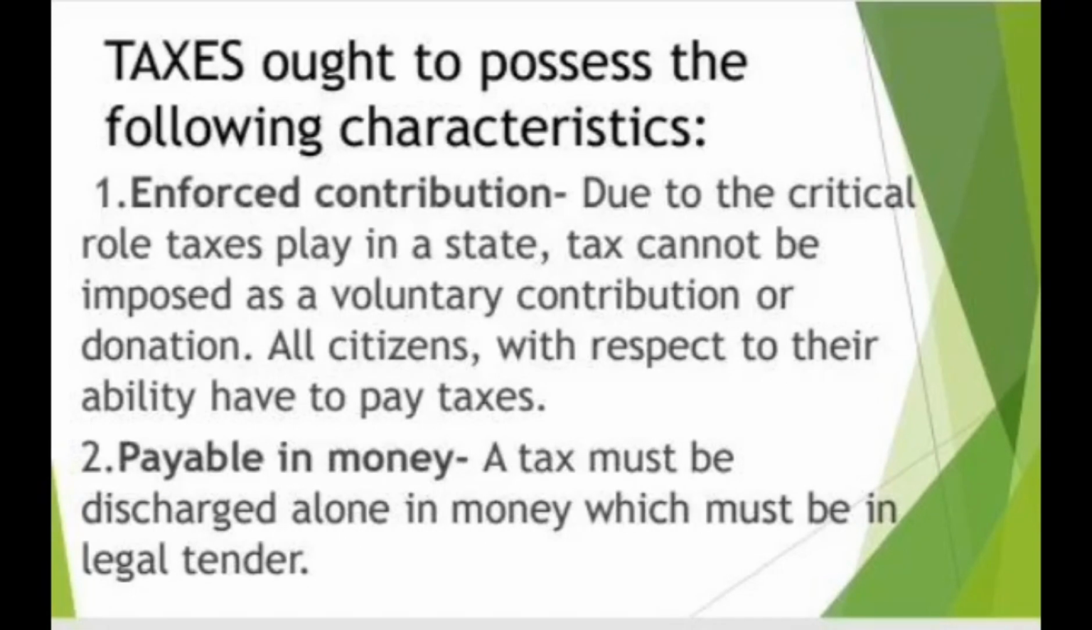Next, taxes ought to possess the following characteristics. First is enforced contribution. Due to the critical role taxes play in a state, tax cannot be imposed as a voluntary contribution or donation. All citizens, with respect to their ability, have to pay taxes. Enforced contribution is a mandatory process. Its imposition is in no way dependent upon the will or assent of the person taxed. This is why some hold the extreme view that taxation is robbery, because it is the taking of property against the will of the owner.